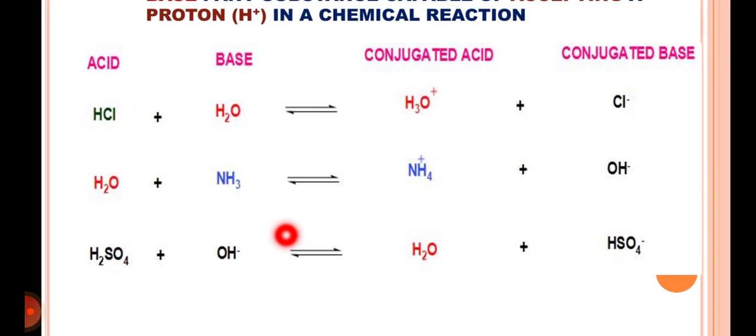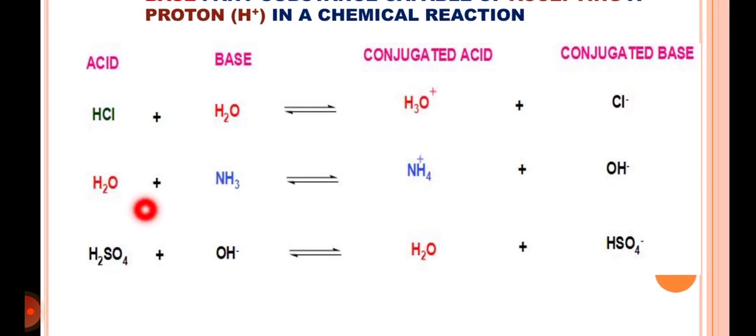Let's look at the second example. Water reacts with ammonia to form ammonium ion and hydroxide ion. Here, water acts as an acid because it gives a proton to the ammonia. Ammonia is accepting a proton from water. So water is acid, which gives out hydroxide ion, a conjugate base. Ammonia is a base. By accepting a proton, it gives conjugate acid.